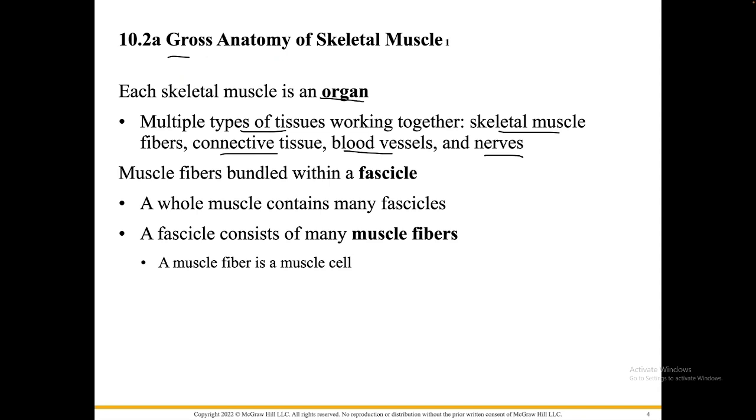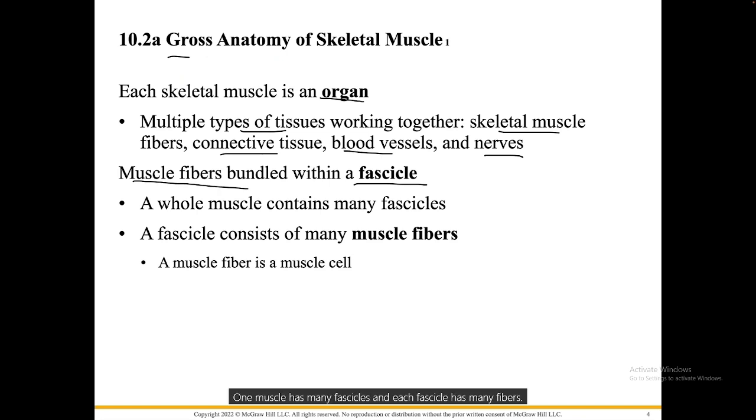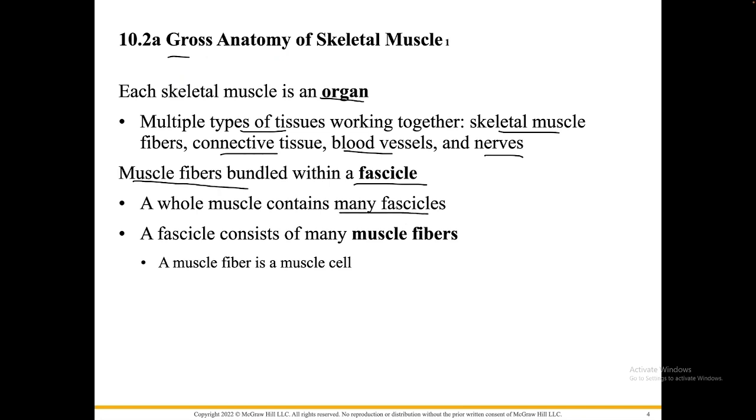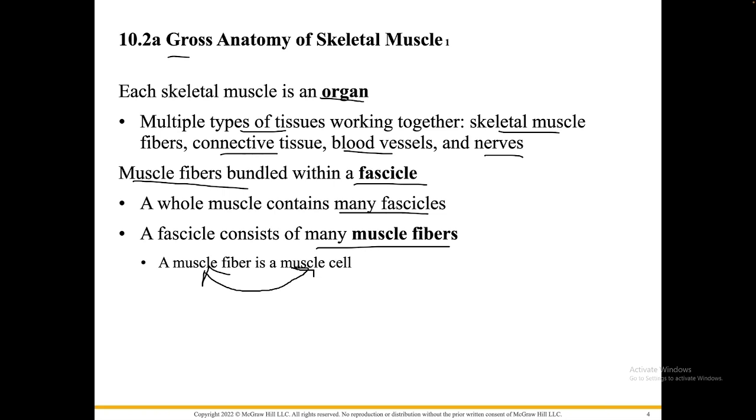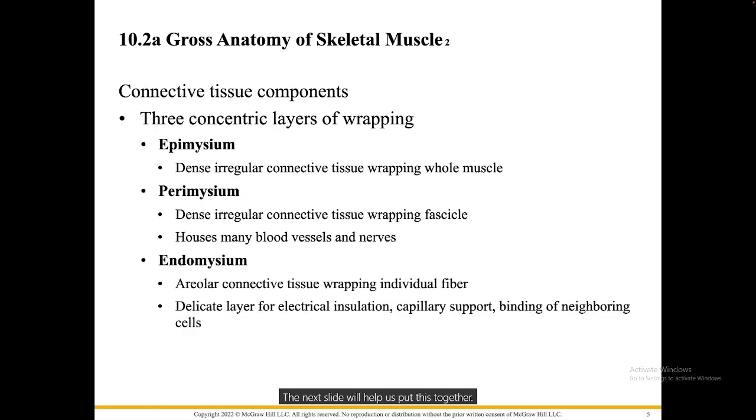Inside each muscle, there are several fascicles, and a fascicle is a bundle of muscle fibers. One muscle has many fascicles, and each fascicle has many fibers. Another term for muscle fiber is muscle cell. These are really weird. When we see them, some are going to be really long, much different than the cell shapes we saw with epithelium. So a muscle cell is also called a muscle fiber. The next slide will help us put this together, but now just get it in your notes.